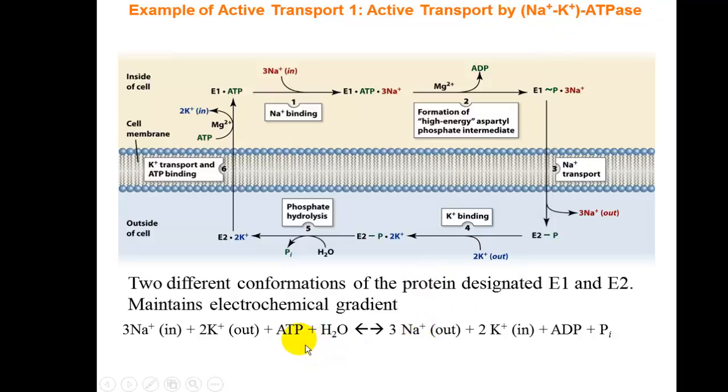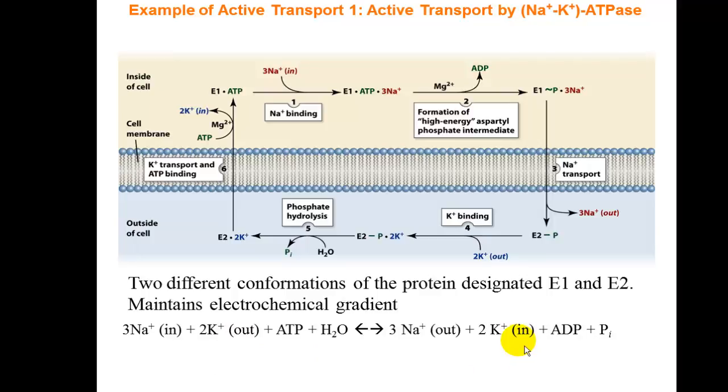ATP, that energy, is going against what we would normally expect based on the concentration gradient alone. Here we're pumping sodium ions outside of the cell against the gradient, and we're pumping potassium ions inside of the cell, again against the gradient. Also, there's a charge differential.